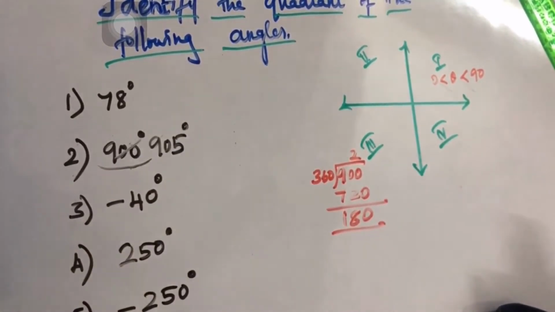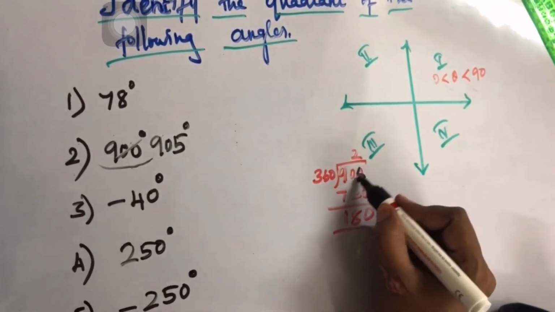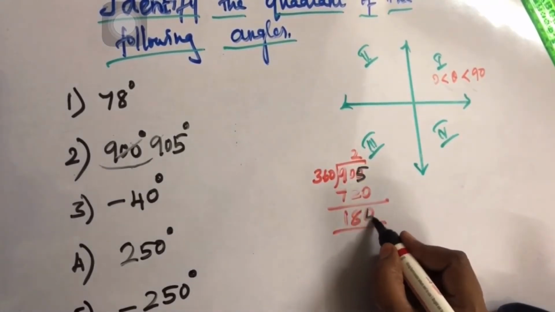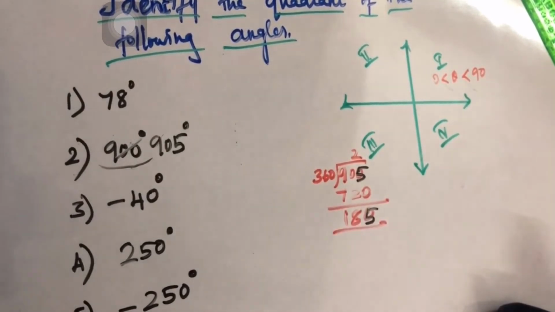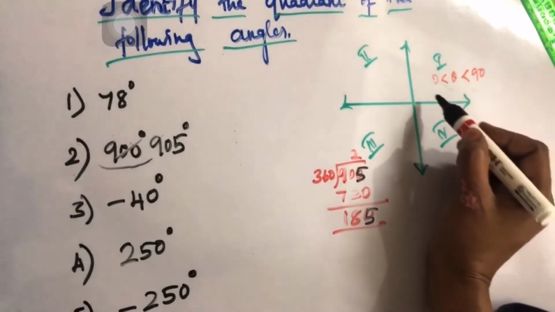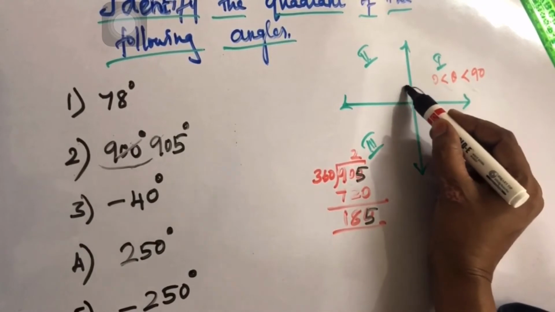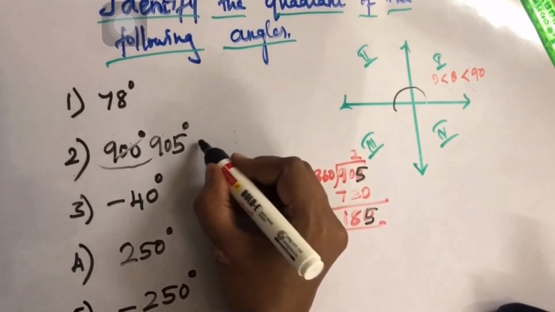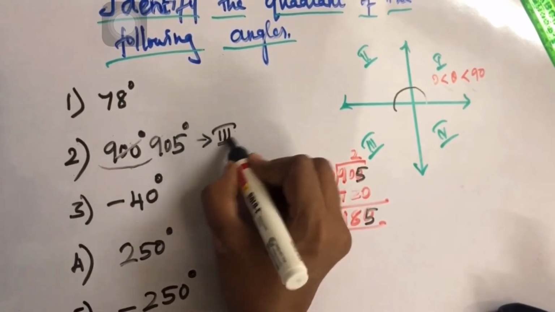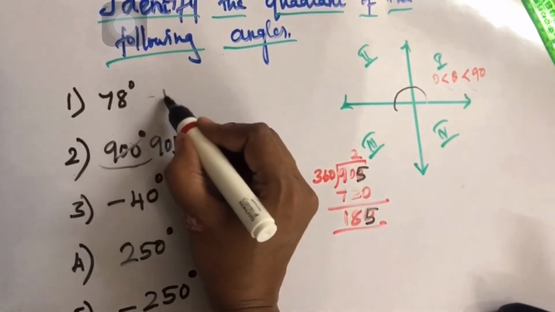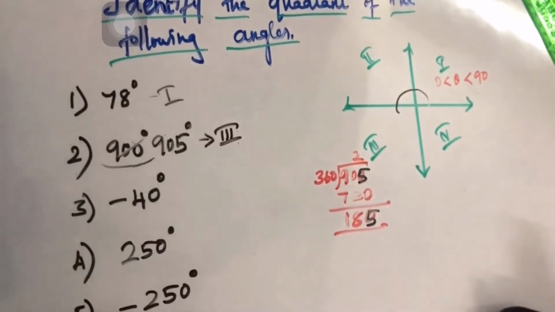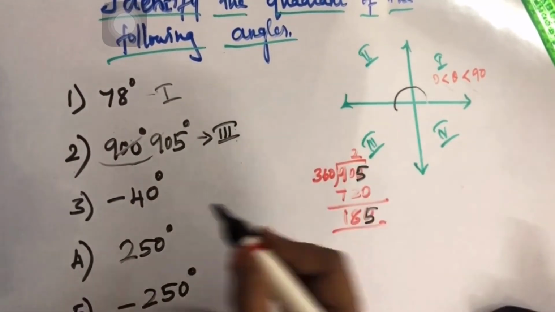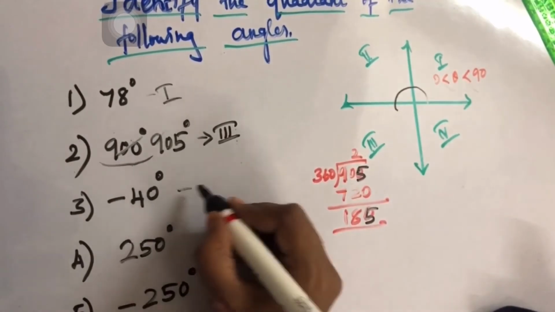If it is 905 degrees, then similarly 2 times 720, so 5 will come here, 185. So, from 0, 90, 180, 185 will come here. So, it is in the third quadrant, and the earlier one is in the first quadrant. Minus 40, we have to come in the clockwise direction. So, minus 40 lies in which quadrant?